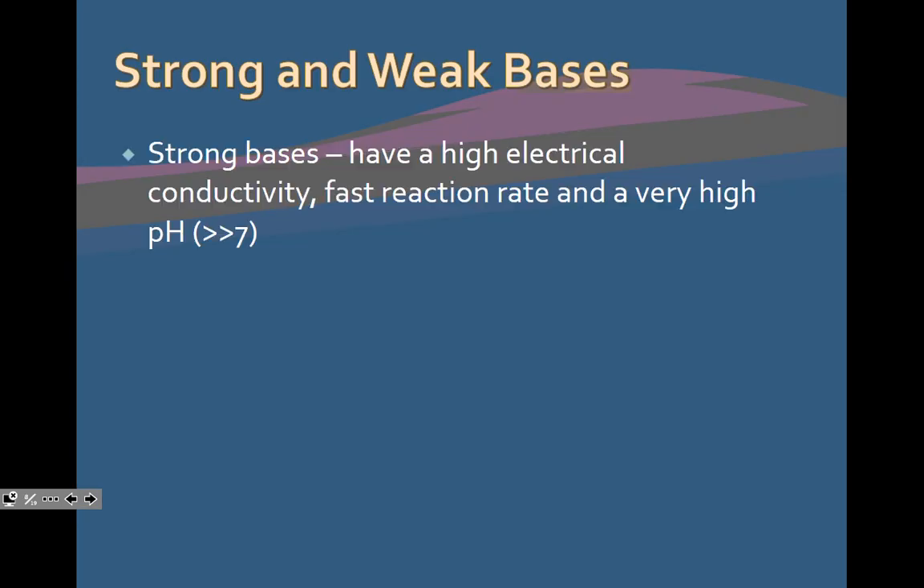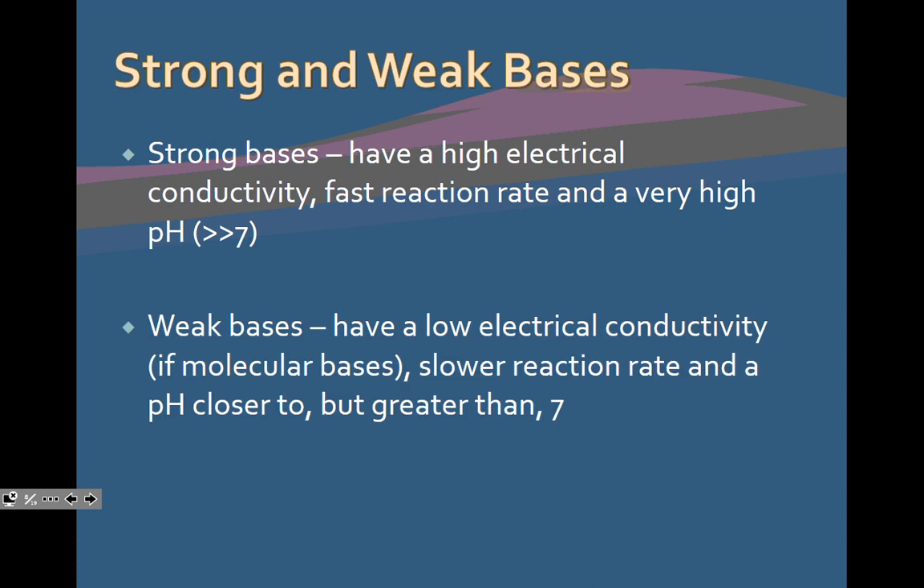Let's talk about strong and weak bases. These are much easier to tell. If it has an OH, a hydroxide ion, in the chemical formula, it's a strong base. Pretty cool. They have a high electrical conductivity, fast reaction rate, and very high pH. So around 13, 14. Weak bases have a low electrical conductivity.